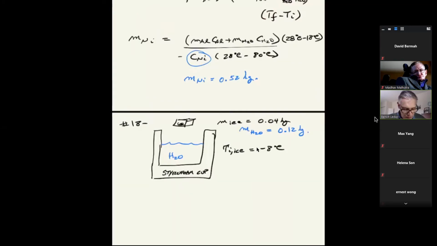Okay, transparent cup containing water. The initial temperature of the water is 98.5 degrees, so it's pretty warm. What we want is to find the final temperature of this whole thing. Ignore any heat loss to the cup and the surroundings. All right. So once again, let's ask for 18.